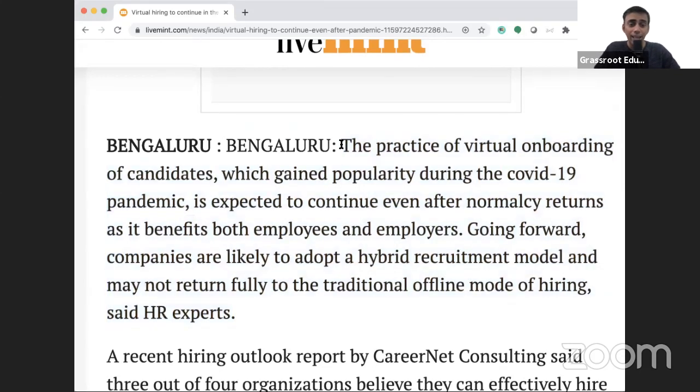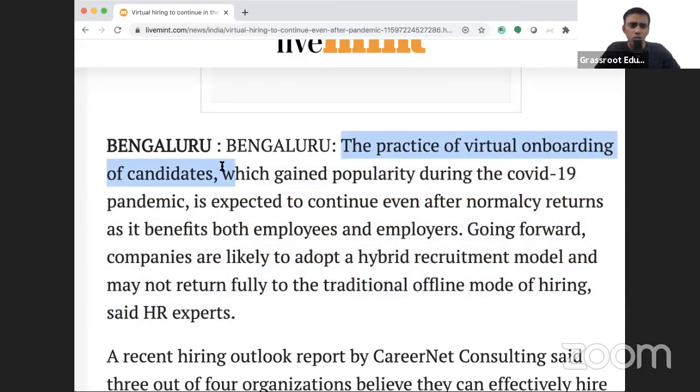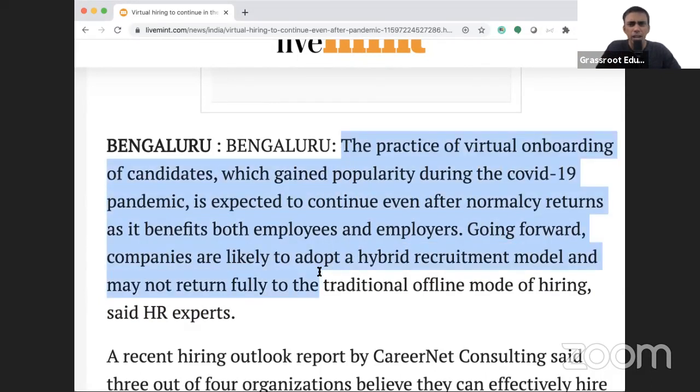Now, when I'm telling you to do guided speaking, remember that you should not be reading in a very dull way. You should not say "the practice of virtual onboarding of candidates which gained popularity during" like that. You should do it with the right pronunciation, correct stresses, correct pauses, with the right expressions. Because simple reading, even a school child will do. What you have to do is become a good speaker, and for that we are doing this practice. So keep that objective in mind.